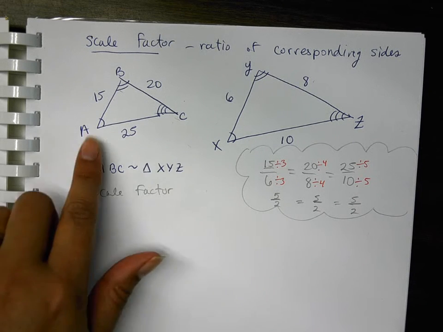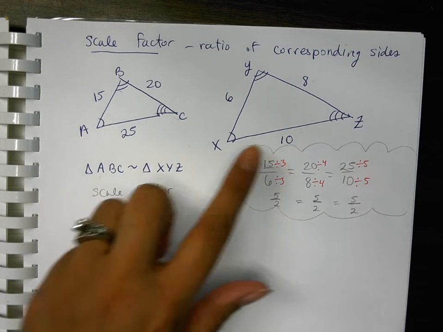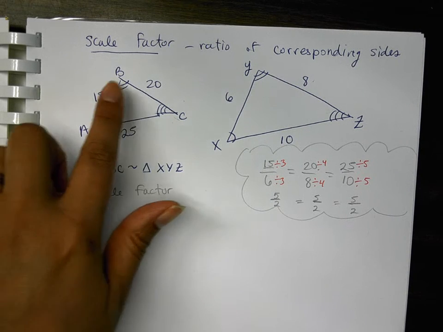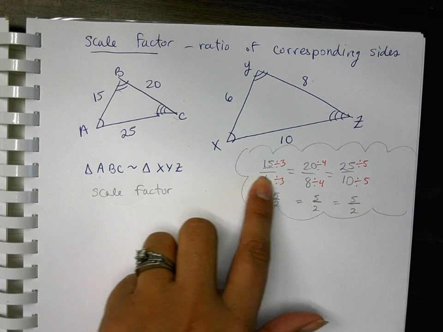Corresponding angles are what? Congruent. And corresponding sides don't say congruent. Corresponding sides are, starts with a P, proportional.